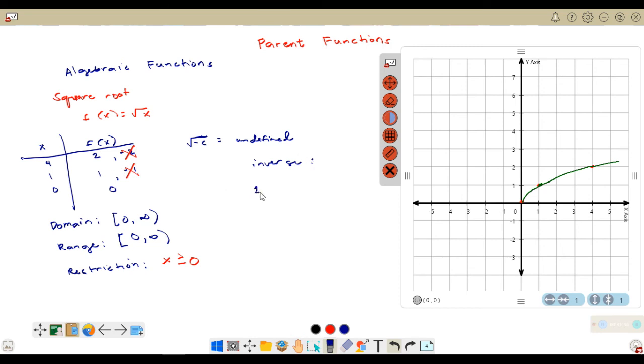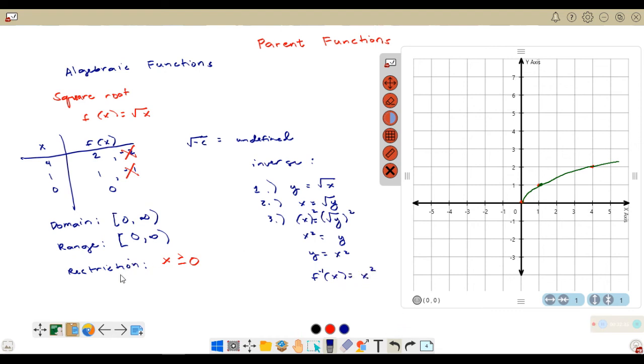So, sundan natin yung mga step kanina. Write it as y is equal to the square root of x. Step 2, interchange y and x. We have x is equal to the square root of y. Step 3, compute for the value of y. So, to do that, we have to square both sides. Square natin sila. You will end up with x squared is equal to y, or y is equal to x squared. So, the inverse of a square root function will be the square function x squared.